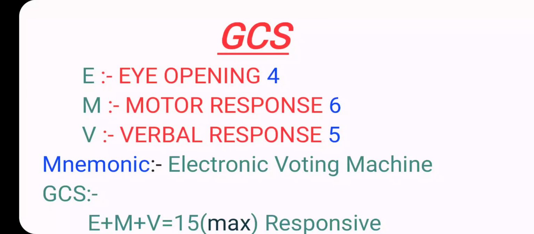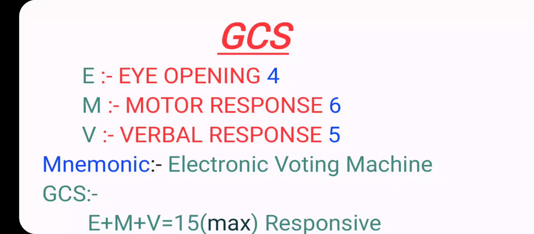Today's important topic is Glasgow Coma score or scale. Keep in mind that it is a very important topic for the PG exam. So soak it up in your limbic system so that you can't forget. I am showing you how to easily remember GCS with a simple trick or mnemonic.